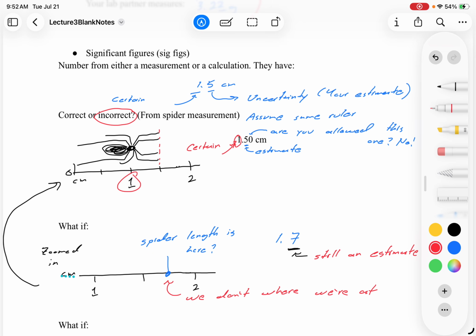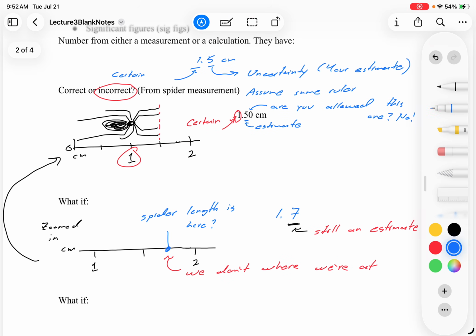Because you don't know where you're at. You don't know whether you're halfway between 7 and 8 or whatever. We don't know where we're at. So that is why 7 is still your estimate. And that is why you are going to report your measurement how I wrote here, with 2 digits, 2 significant figures, right? So there's two significant figures. Two sig figs.